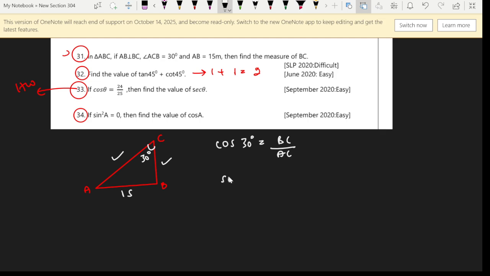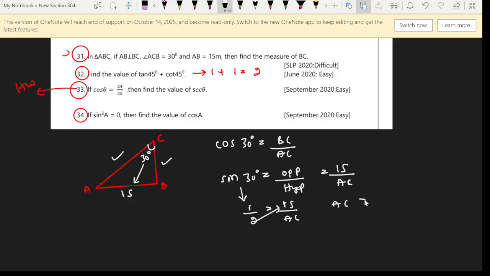What I know is this opposite side. Sine 30 is opposite side by hypotenuse. What is the opposite side? The opposite side is nothing but 15. I know that. What is the hypotenuse? I don't know, that is AC, that we will calculate. Sine 30 is nothing but 1 by 2. This is 15, this is AC. Just by cross multiplication, AC is equal to 30. So we got AC as 30 now.